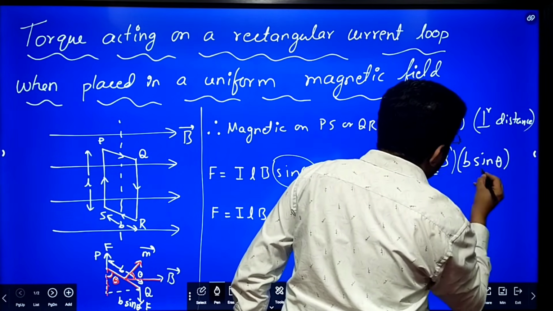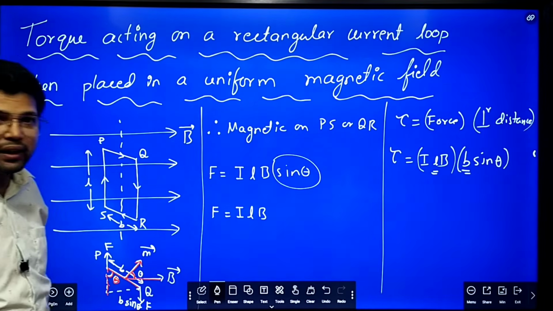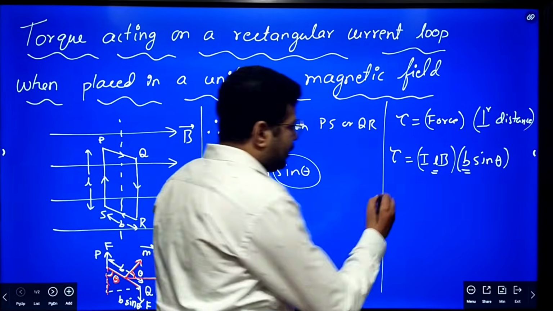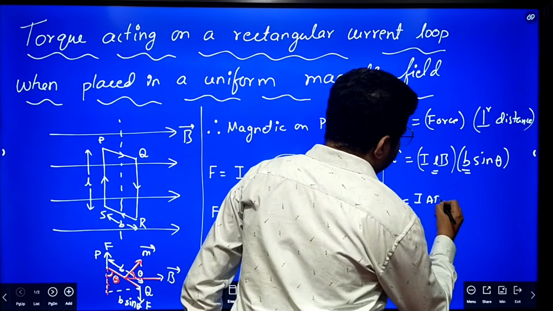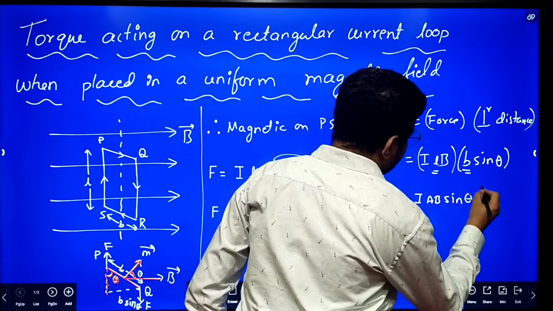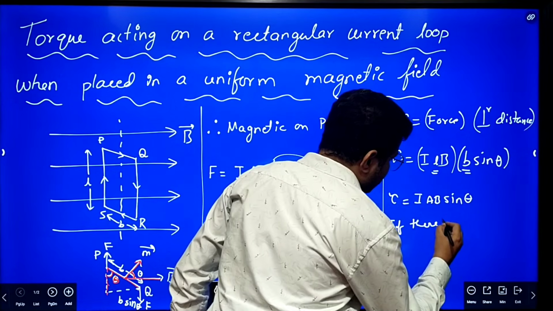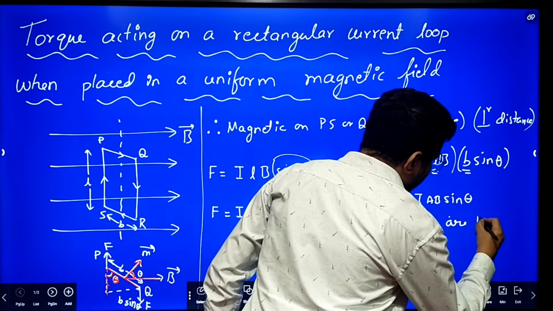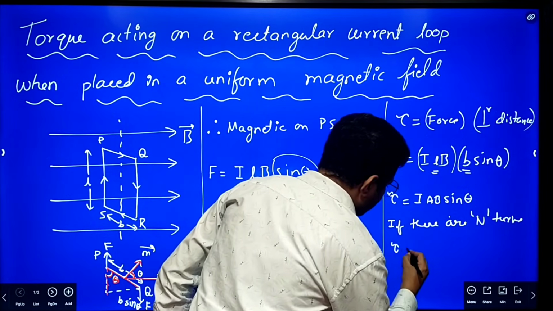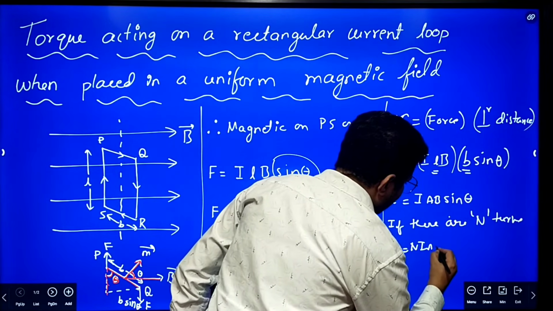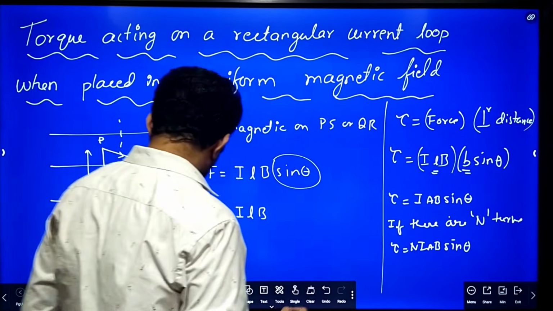Now what are l and b? l means the length of the rectangle, b means the breadth of the rectangle. Length into breadth will give you area. So tau is equal to IAB sine theta. If there are N turns in the coil, then tau will be equal to NIAB sine theta.